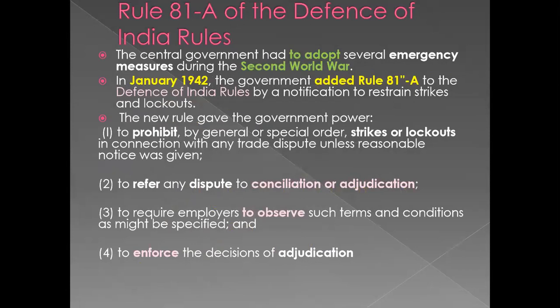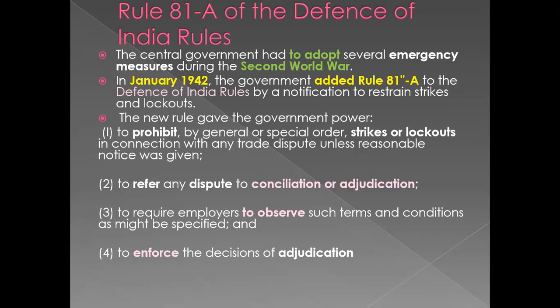After that, Rule 81A of the Defense of India Rules came into existence. The central government adopted several emergency measures during the Second World War. In January 1942, the government added Rule 81A to the Defense of India Rules by notification to restrain strikes and lockouts. The main purpose of Rule 81A is to restrain strikes and lockouts. This rule empowered the government to prohibit strikes and lockouts in connection with any trade disputes unless reasonable notice was given.